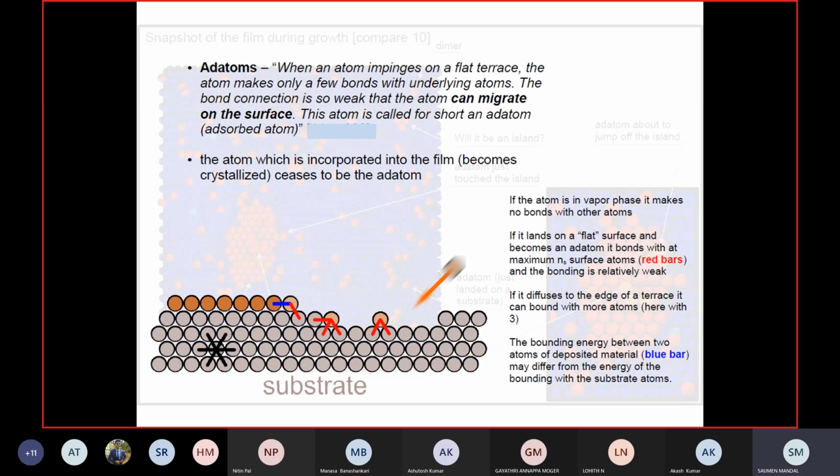This adatom may also sometimes go away. There is no guarantee that it will be there. If I maintain the substrate temperature high, the atom may dissolve from the substrate. You can see here, this atom is coming and moving, but wherever it's sitting, it will try to make a bond with the bottom substrate atom. And in diffusion, wherever it goes, it tries to make a possible bond.